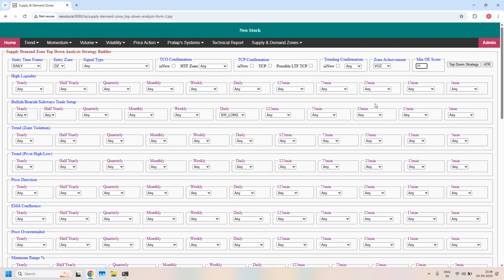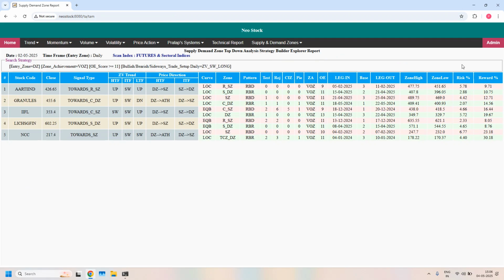Okay, this is the sideways trade setup, long trades. So we got 5 stocks. See, always look into this filter, the search strategy, so you understand how we are filtering. See, entry time frame is daily, entry zone demand zone, and zone achievement violated opposing zone. Odd enhancer score 11 for sideways, for bullish or bearish 12. And bullish or bearish or sideways trade setup in all the 3, and at daily we are selecting zone violation based sideways long.